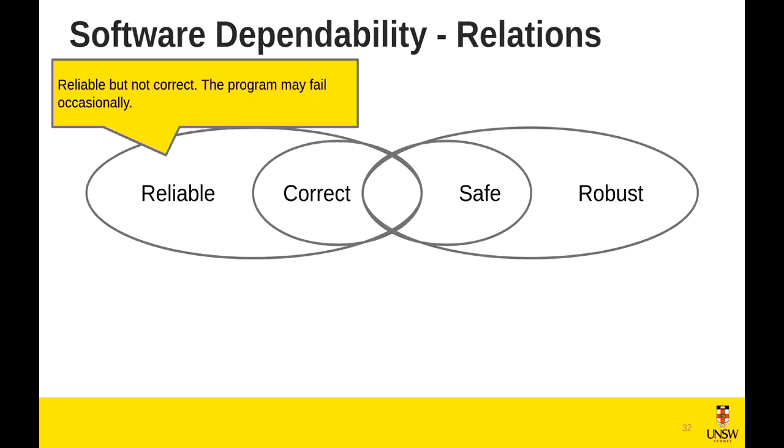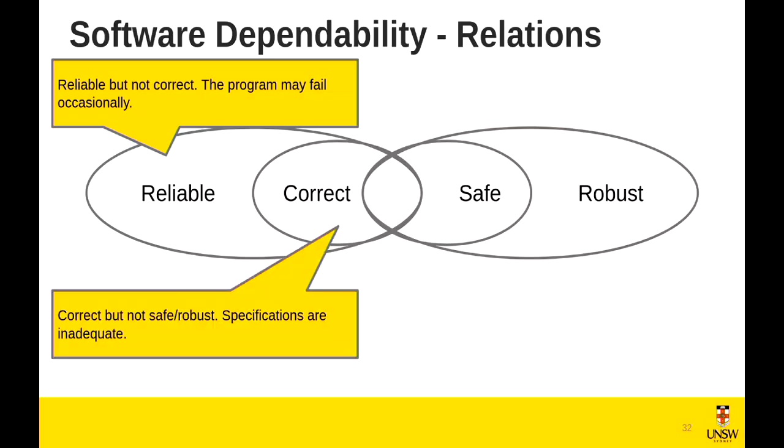A software could be reliable but not correct. Remember the definitions of reliability and correctness. Correctness means provably correct, totally aligned with specifications. Reliability is a statistical approximation of correctness. It means that the program is correct most of the times. It may fail occasionally.